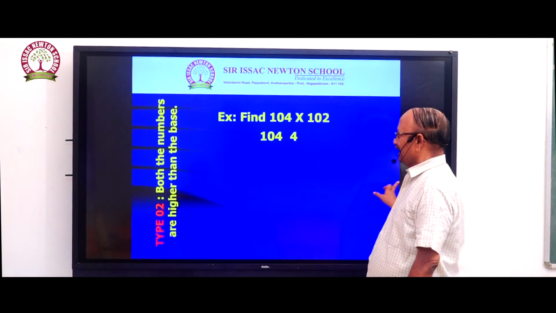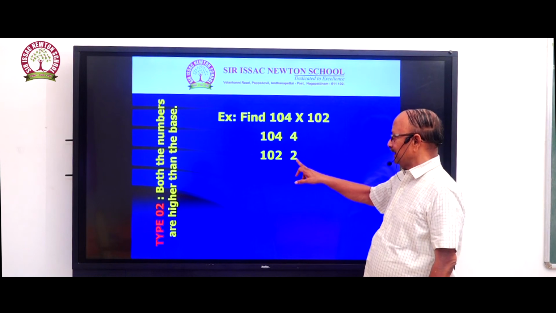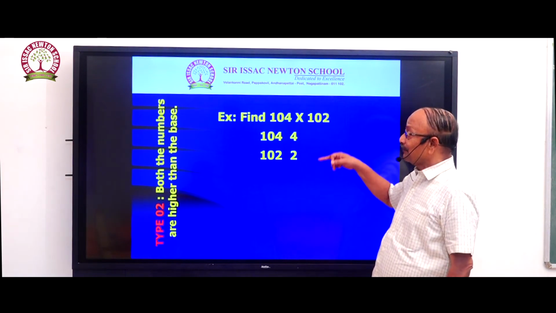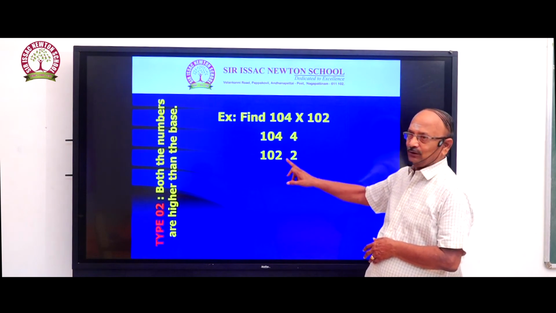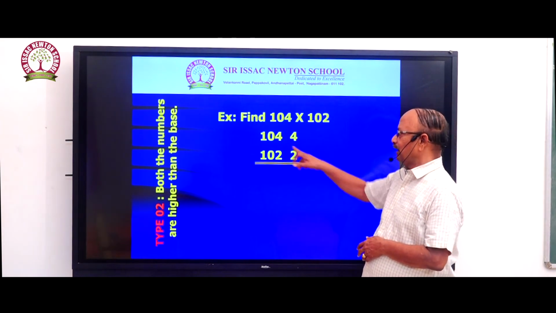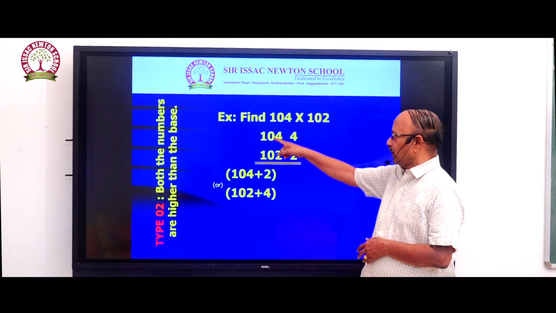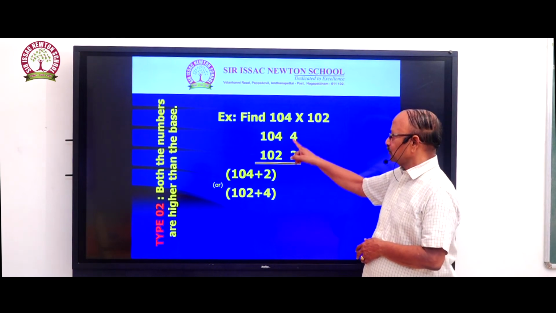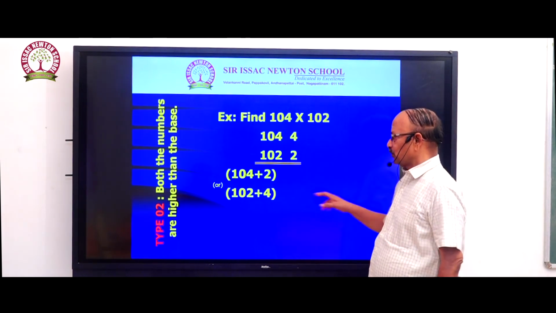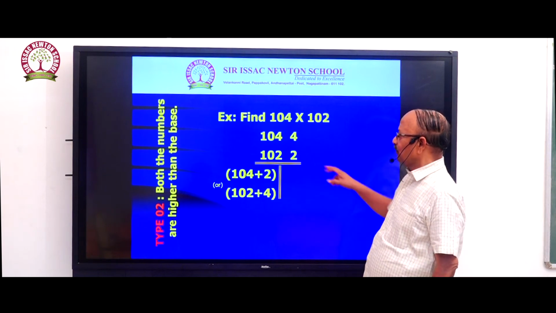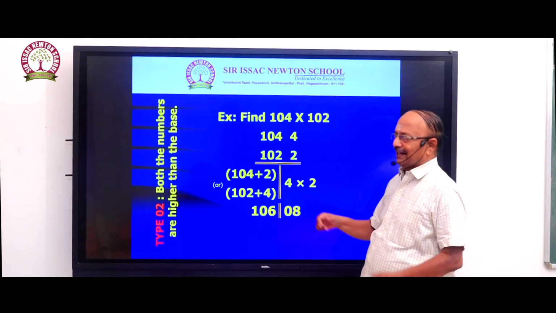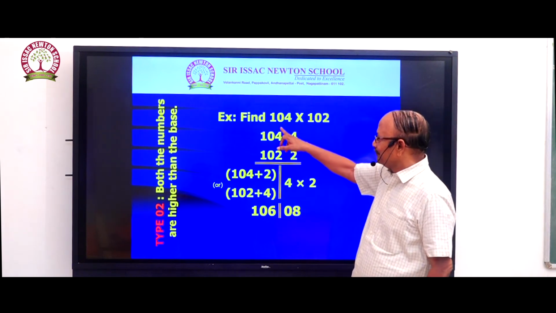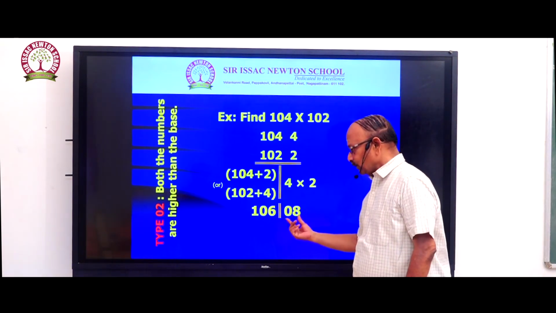104 you write it, underneath you have to write 102 and deviation by 2. Because of positive deviation, you need not mention any sign over here, and diagonally you have to add as we have done earlier, 104 plus 2, 102 plus 4, which corresponds to 106. This side you will have 8, but you cannot write 8 because here the base is 100. You must have 2 digit here.